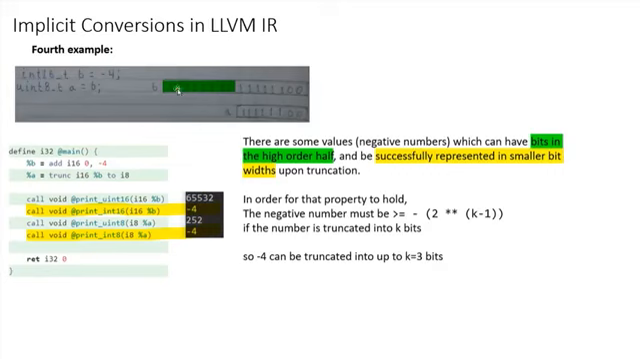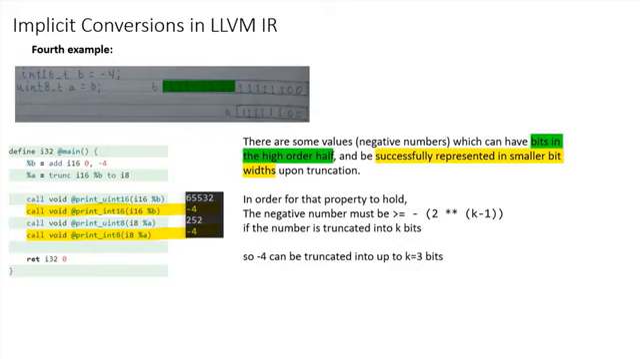So here we have a negative number, -4, and we see that this number has bits in the higher order half, and then we assign it into a 16-bit number by performing truncation. So there are some values, such as negative numbers, which can have bits in the high order half and be successfully represented in smaller bit width upon truncation.